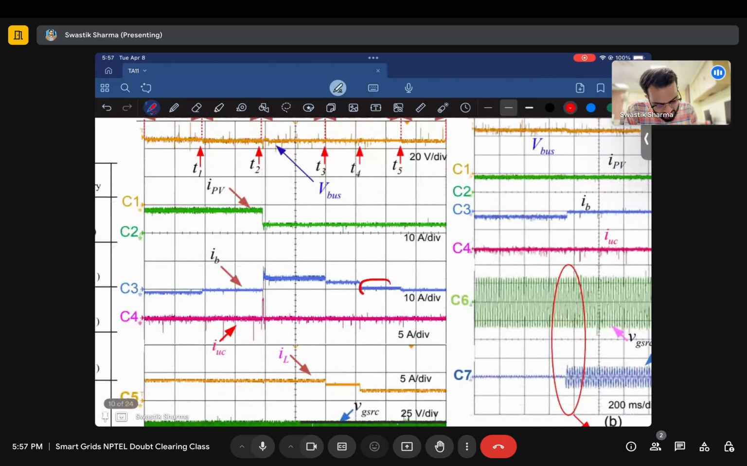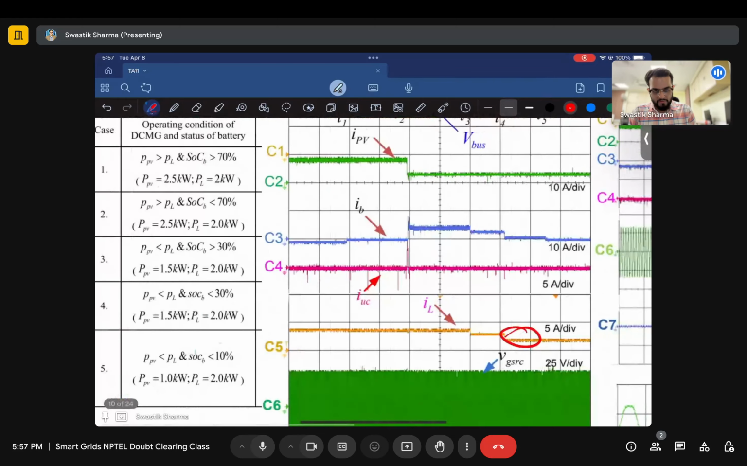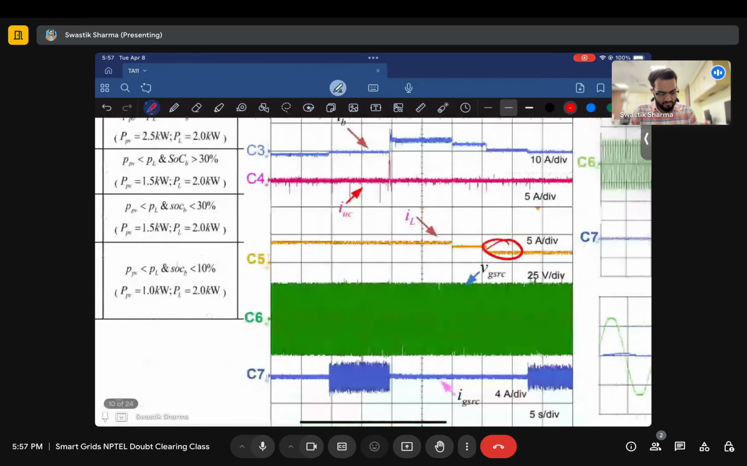So you were generating some, but it was less. It is still greater than zero. It was less, but you were generating some energy and you shed more load. So the load is less now. So you see, the load becomes more or less.